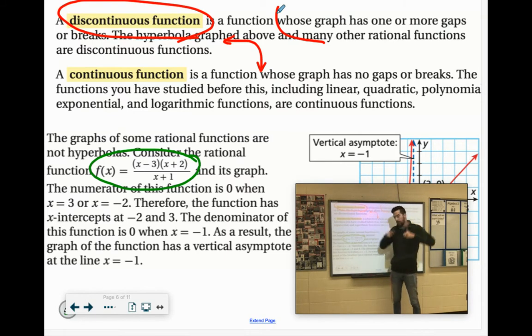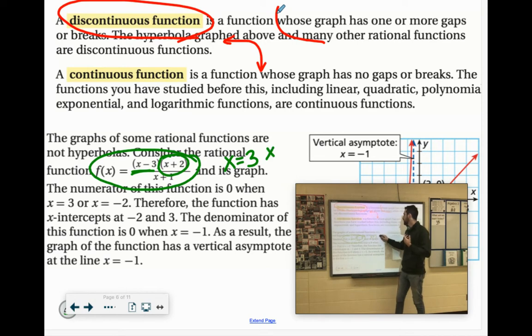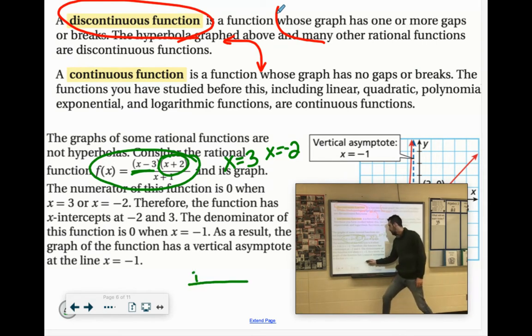The numerator up top can tell us some of the zeros, some of the x-intercepts where this is going to cross. So it says x minus 3. Just like when we were factoring back in the day, that zero would be x equals positive 3. So there's going to be an x-intercept at positive 3. This says x plus 2, so we're going to have another x-intercept at negative 2. So the numerator gives you the intercepts, or the zeros.